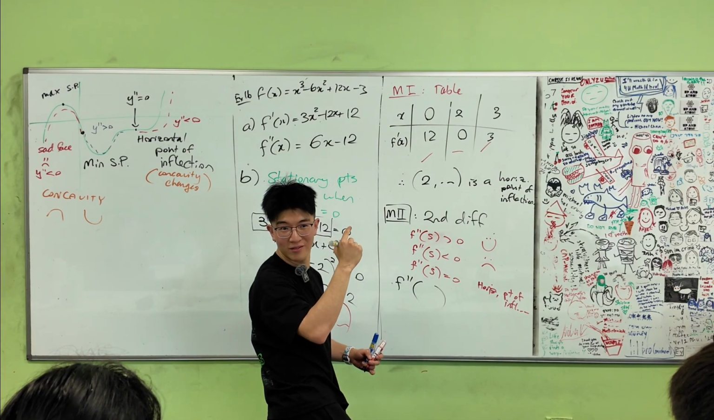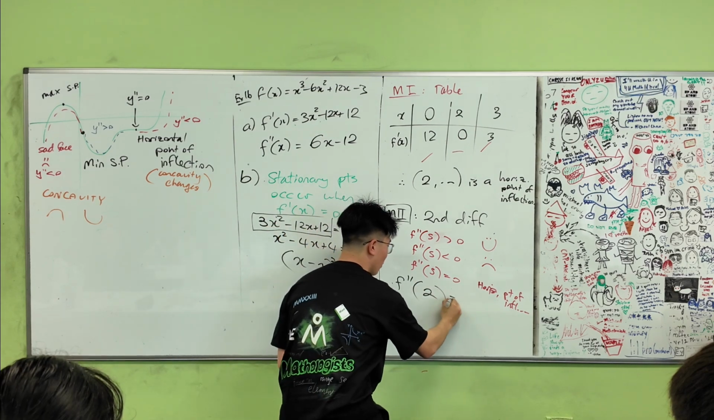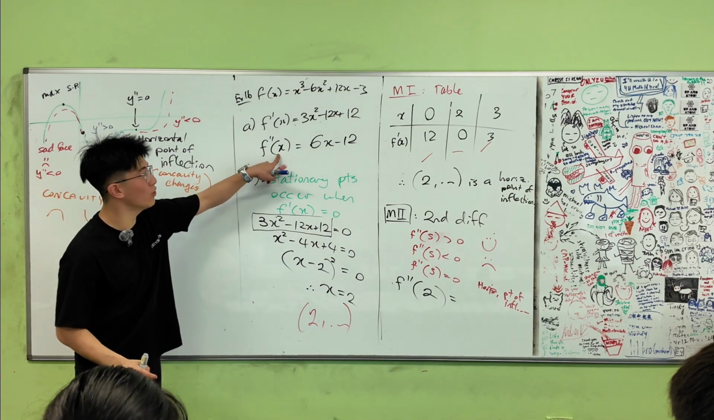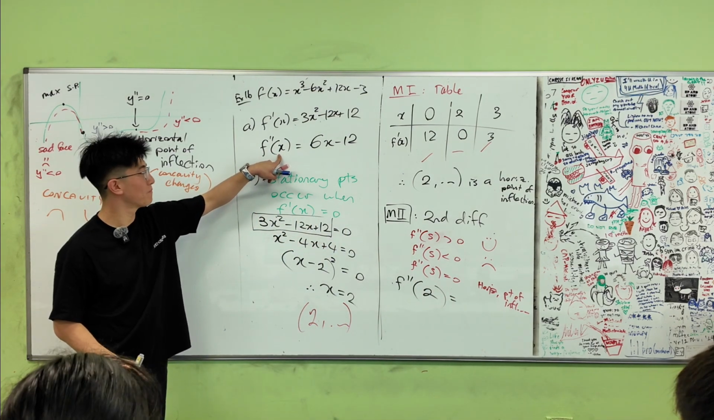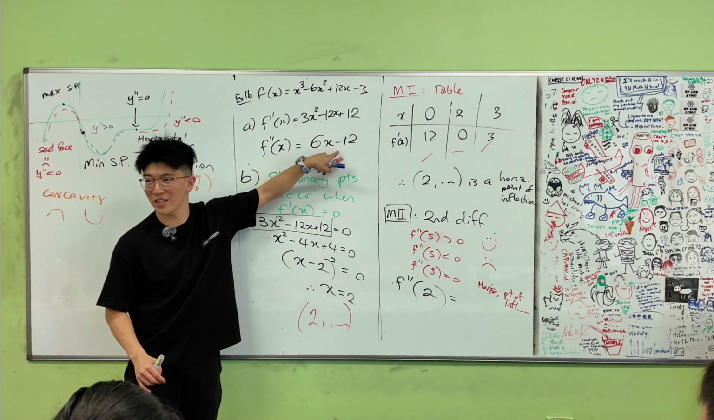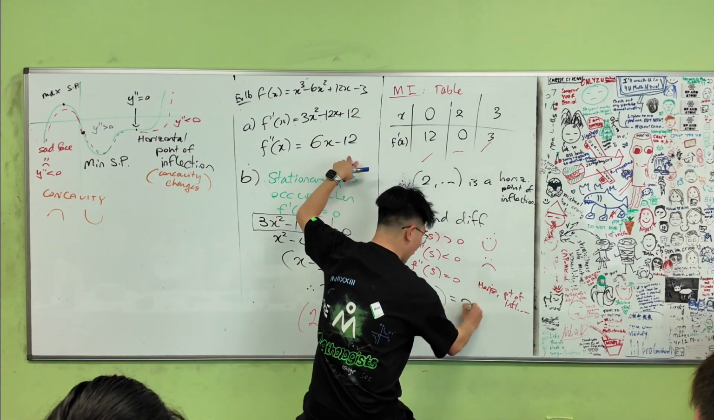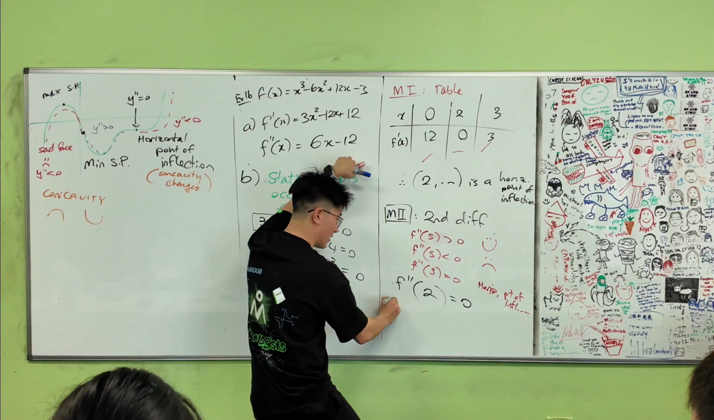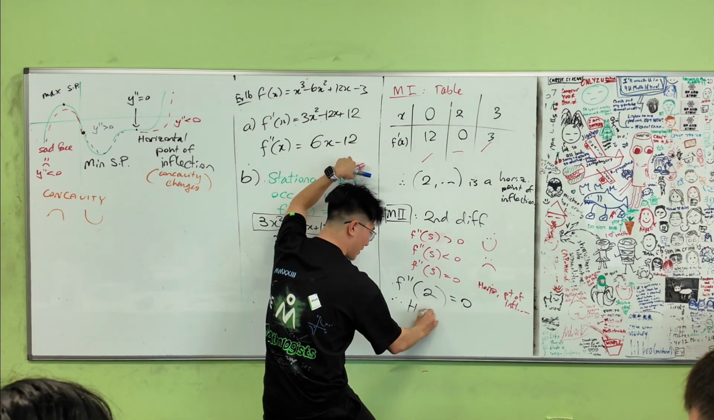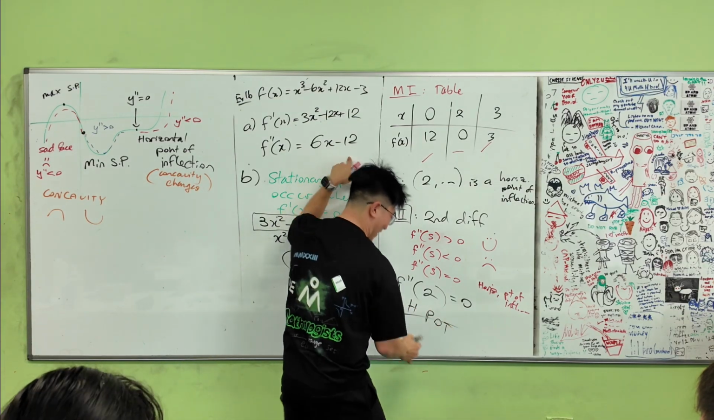Okay, what I'm gonna do, guys, ready? F double dash, what's the x value I'm subbing in? It's 2, right? Sub in 2. What do you get when you substitute 2 into F double dash? 6 times 2 minus 12? Which one is it? It's the third one, yeah?